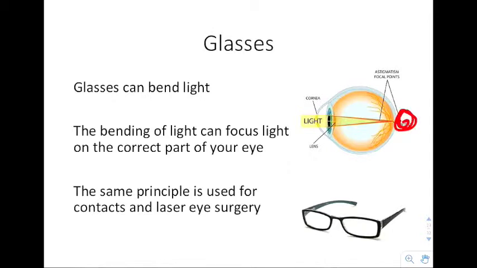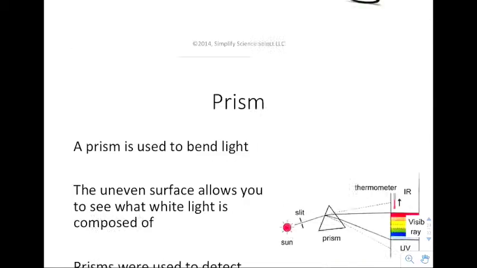Unfortunately, some people are nearsighted, some people are farsighted. So as a result of that, it focuses the light on the wrong point, either here or behind it. What glasses will do is they will bend the light to get it to the correct part. Now the same principle is used in laser eye surgery. What they do is they reshape the lens here to change the shape of the lens so that it focuses the light on the correct point.